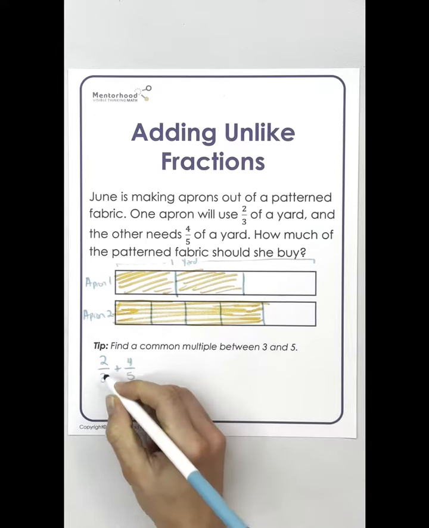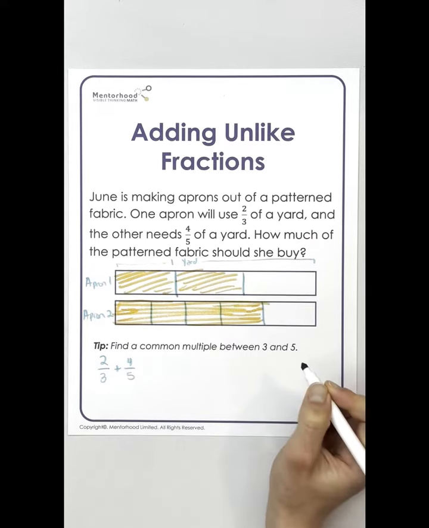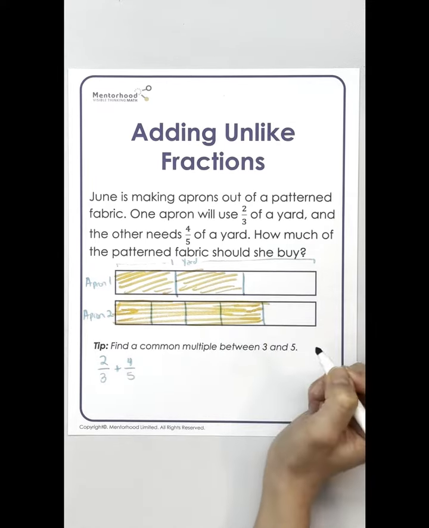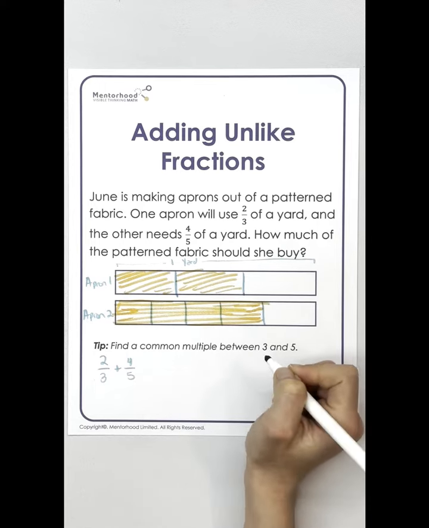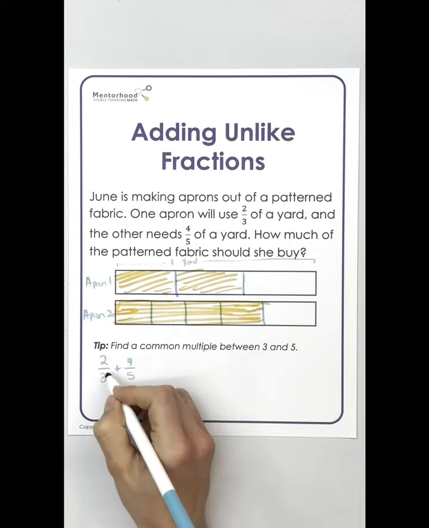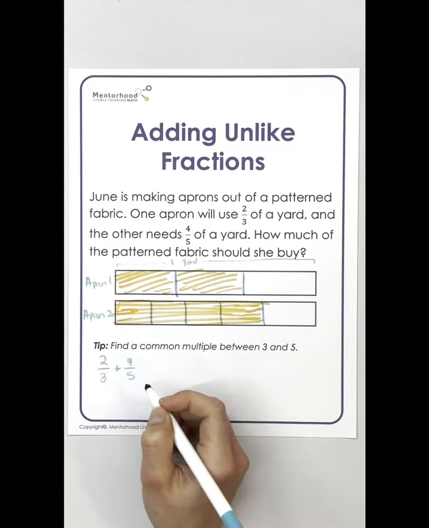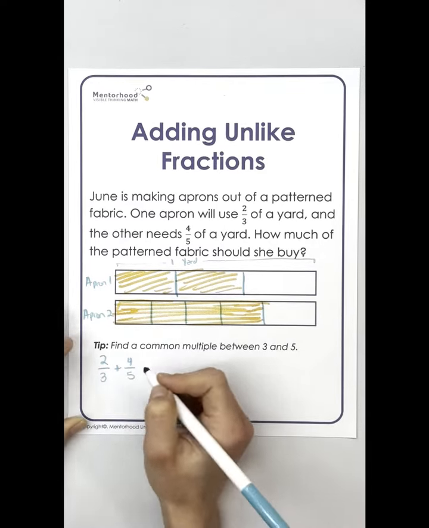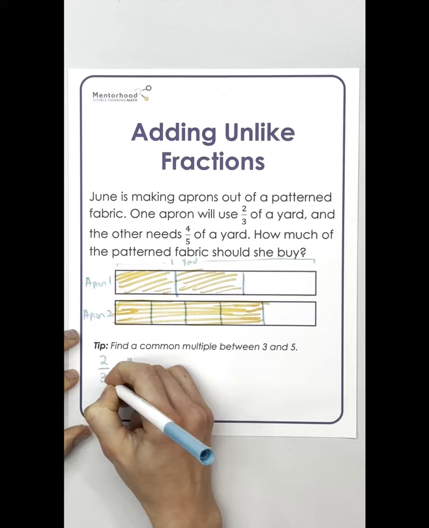Now, what's the problem with adding 2/3 and 4/5? Well, these are two different size sections. We have to put them over a common denominator. So what is something that's on the multiplication table of both 3 and 5? 15. So what do I have to do to 3 to make it 15? I have to multiply it by 5.